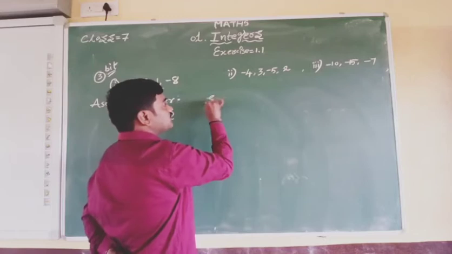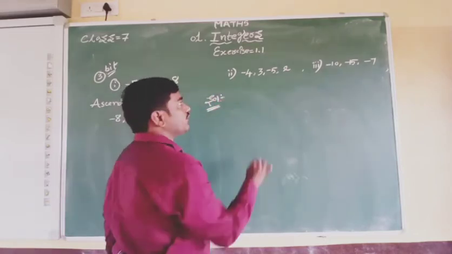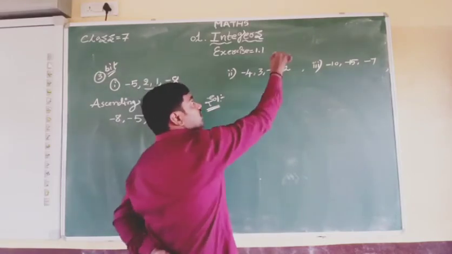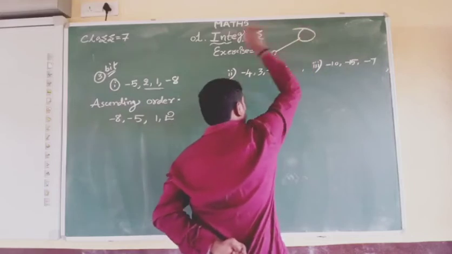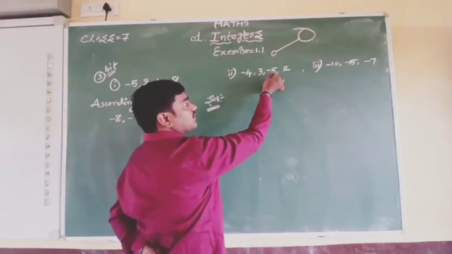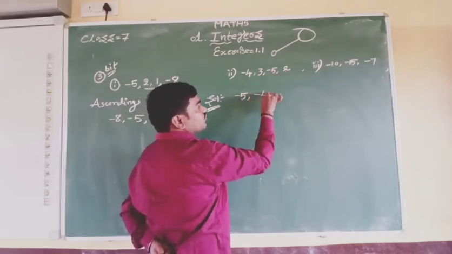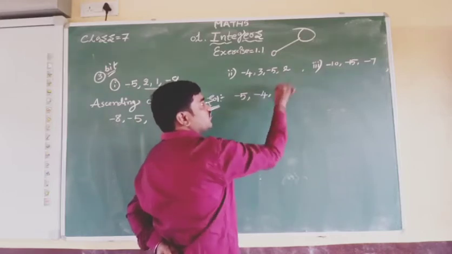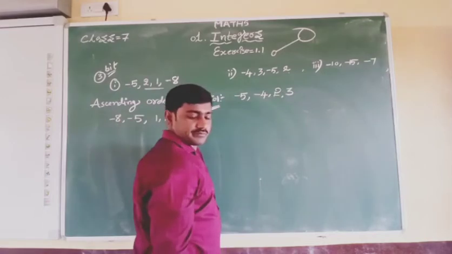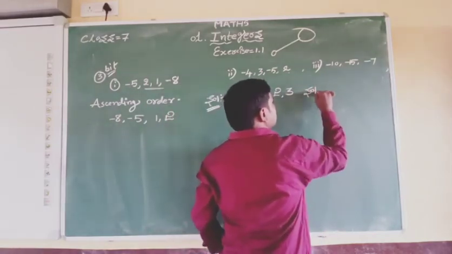Then, we will apply the same here. Let us arrange in ascending order here also. What is the smallest one? Ascending order means smaller number to bigger number. Let us arrange it. This is the smaller one, minus 5. After minus 5, there is a minus 4 here. After minus 4, there is a 2. Then after, 3. Okay. Let's go for the third one. You can do this now.